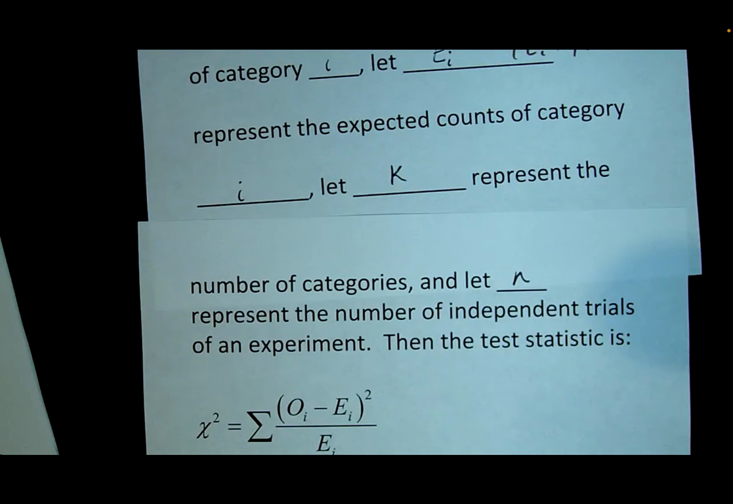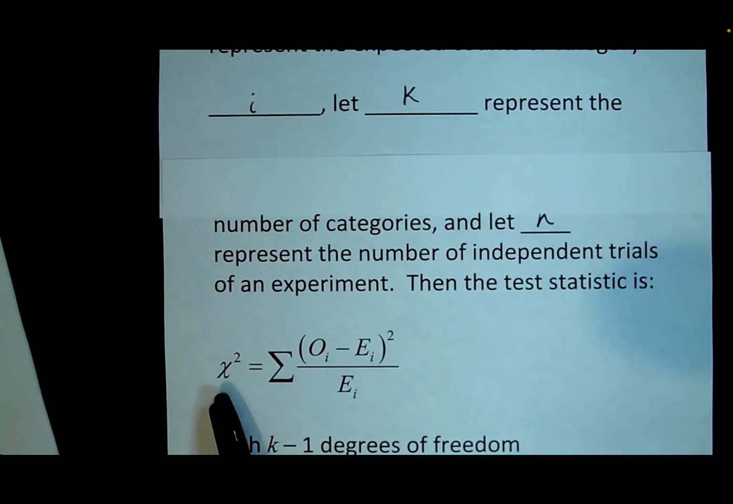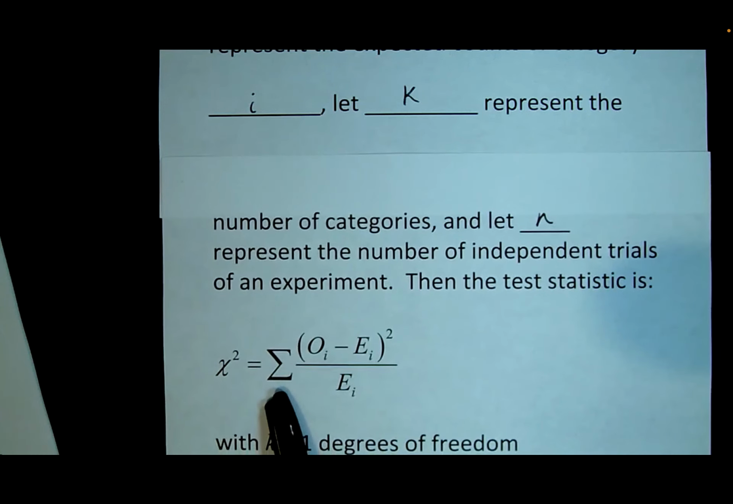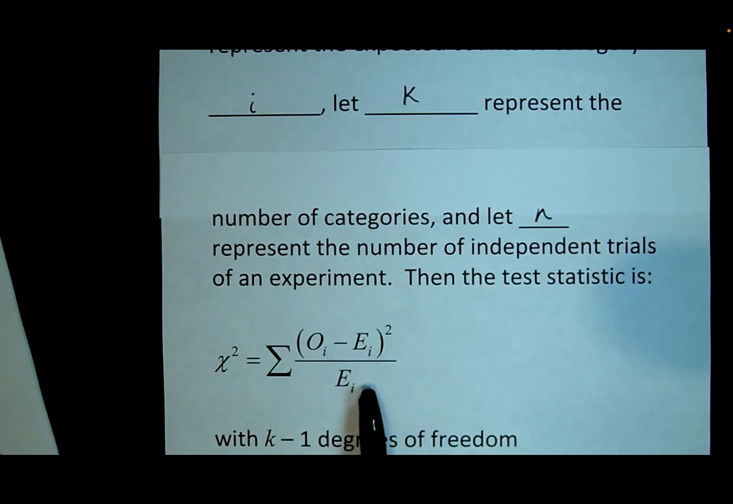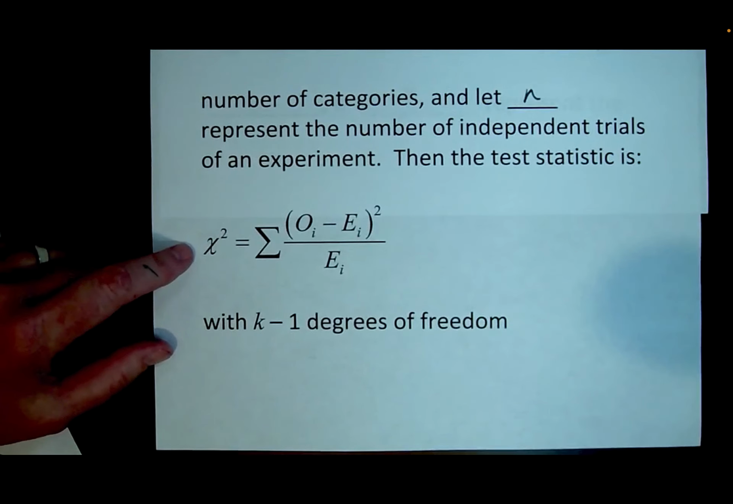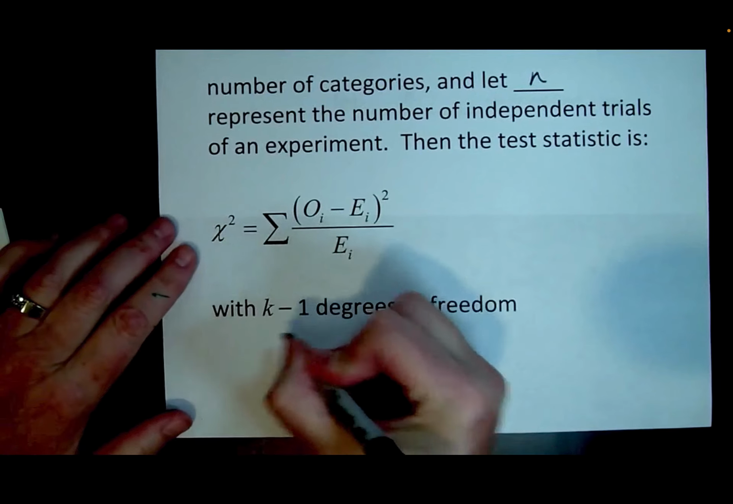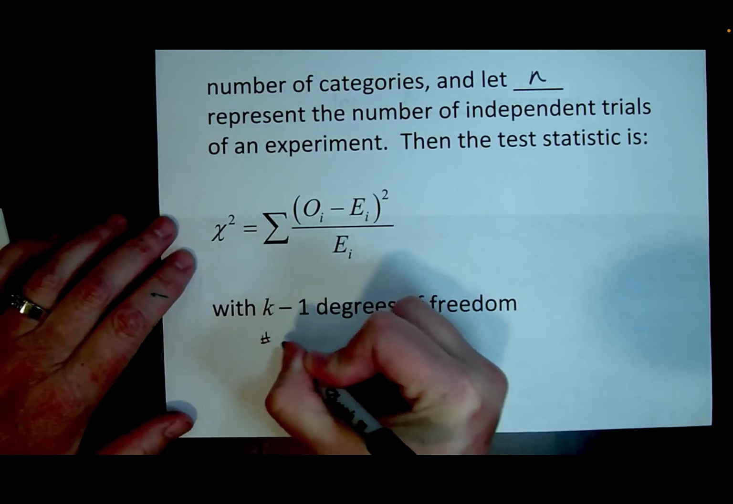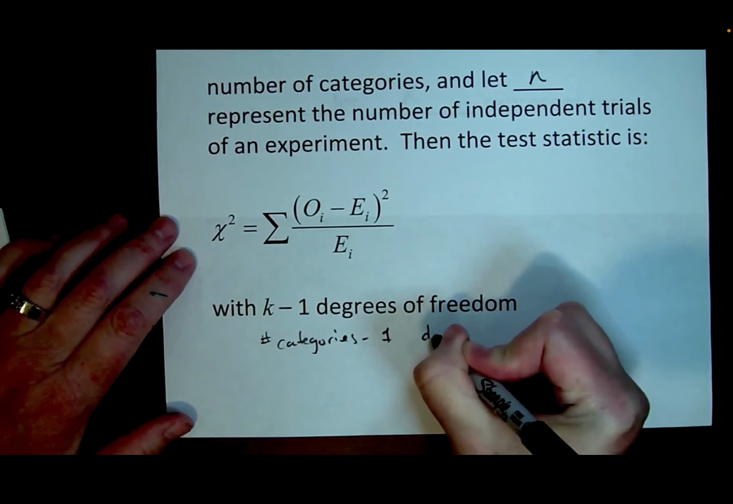Okay, anyway, with all that in mind, the test statistic is a chi-squared. It's the sum over all the categories. So you do this computation once for each category and then add up everything you get. Observed count minus expected count, square the difference and divide by the expected count. And with chi-squared, you also need to know how many degrees of freedom. It's K minus 1 degrees of freedom. In other words, the degrees of freedom are number of categories minus 1.